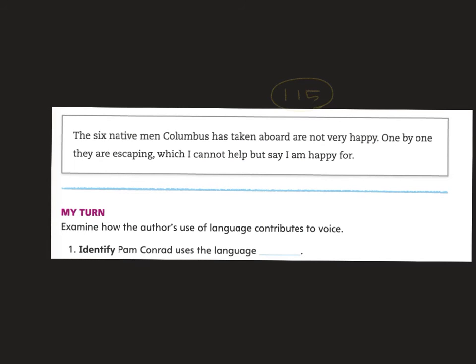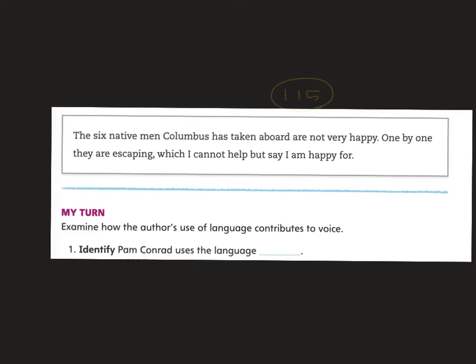Now it's your turn. Here's another part of a story by Pam Conrad about Columbus on page 115. We're going to do the first question together, and then it will be your turn to finish the last two on your own. So we're going to examine how the author's use of language contributes to voice.